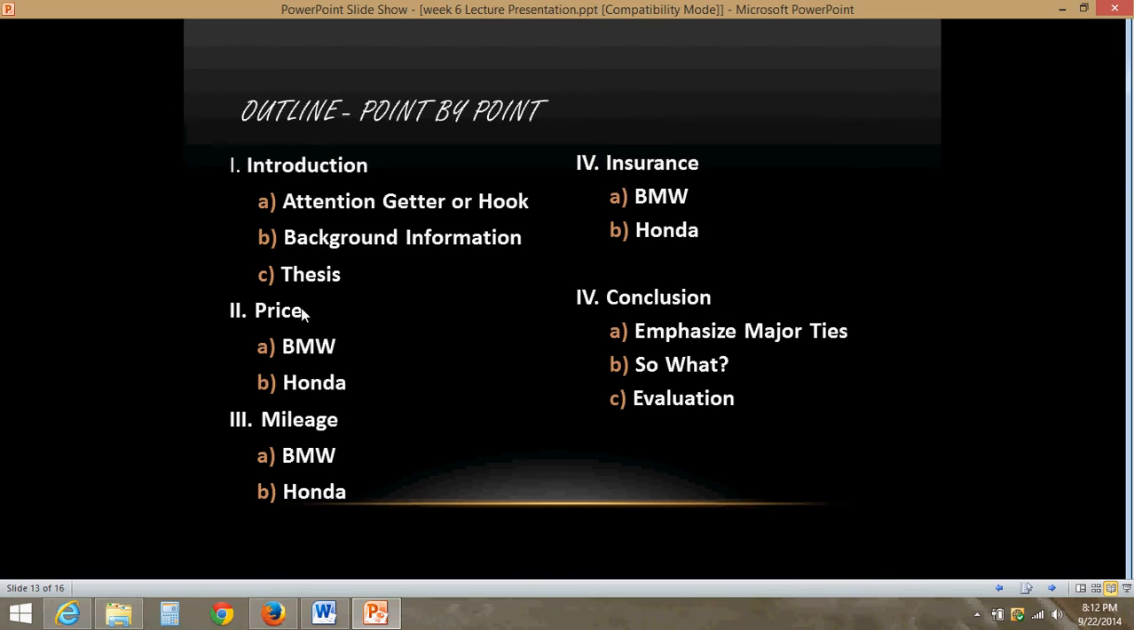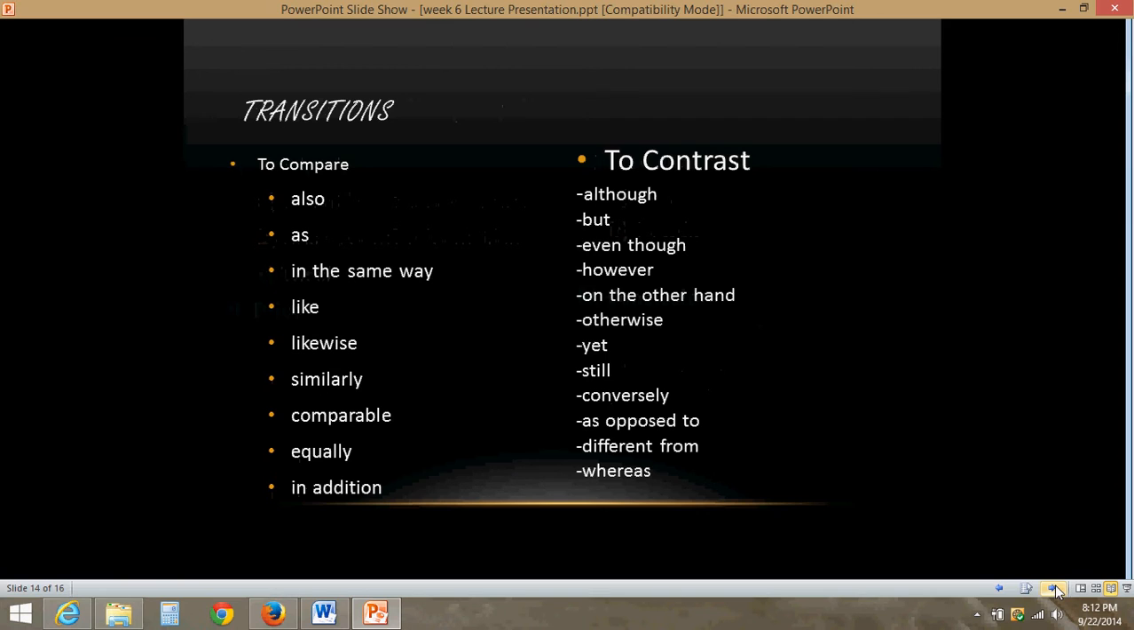So the second section is just on price. And we talk about BMW price, Honda price, just on mileage, BMW mileage, Honda mileage, just on insurance, BMW insurance, Honda insurance. So you can see that these are very straightforward methods of organization, and it works well with the graphic organizer that I presented earlier. And these are the two different ways that you might decide to structure a compare and contrast essay.